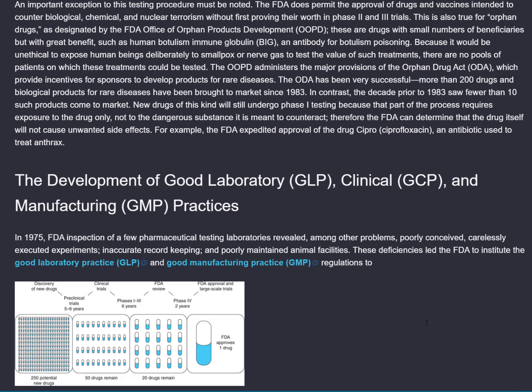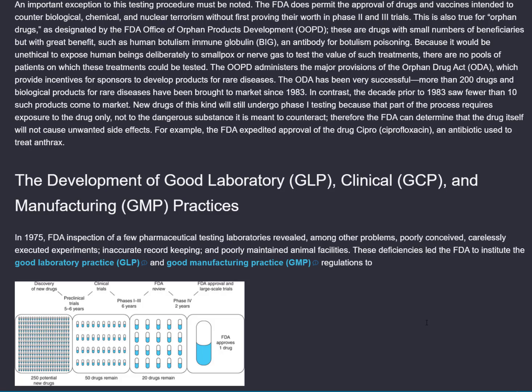The OOPD administers the major provisions of the Orphan Drug Act, ODA, which provide incentives for sponsors to develop products for rare diseases. The ODA has been very successful. More than 200 drugs and biological products for rare diseases have been brought to market since 1983. In contrast, the decade prior to 1983 saw fewer than 10 such products come to market.